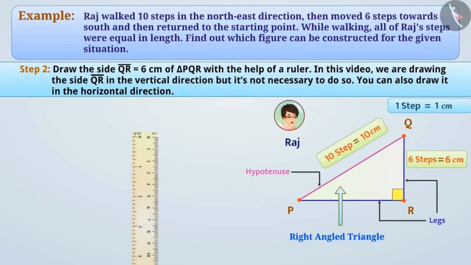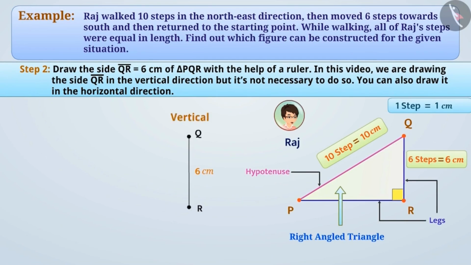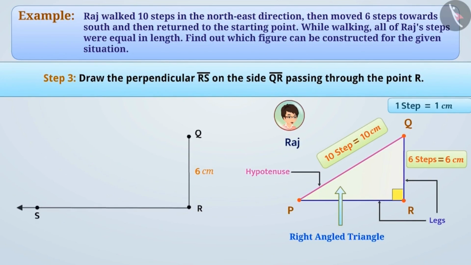Step 2. Now, with the help of a ruler, we will draw the side QR of length 6 cm, the same measurement as in triangle PQR. In this video, we are drawing the side QR in the vertical direction, but it is not necessary to do so. You can also draw it in the horizontal direction. Step 3. Now, we will draw a perpendicular RS on the side QR which passes through the point R. Vertex P must be located somewhere on this perpendicular.